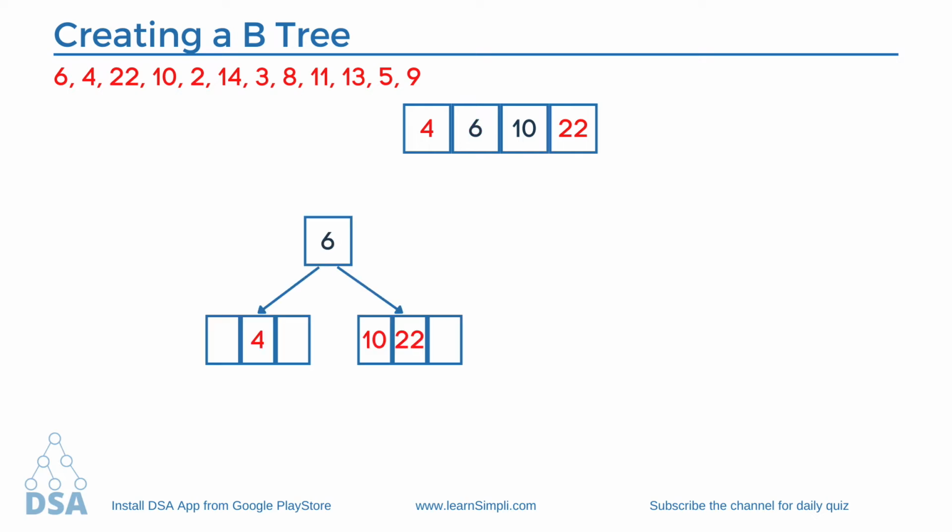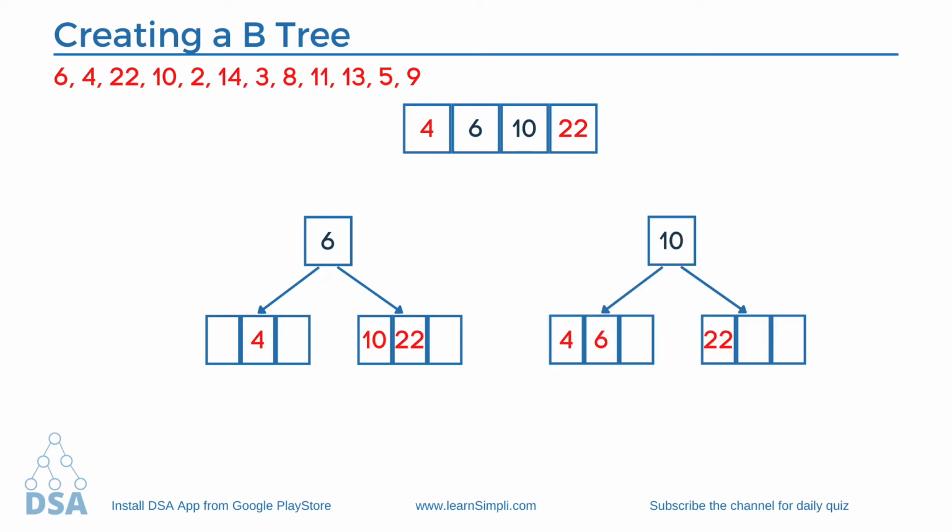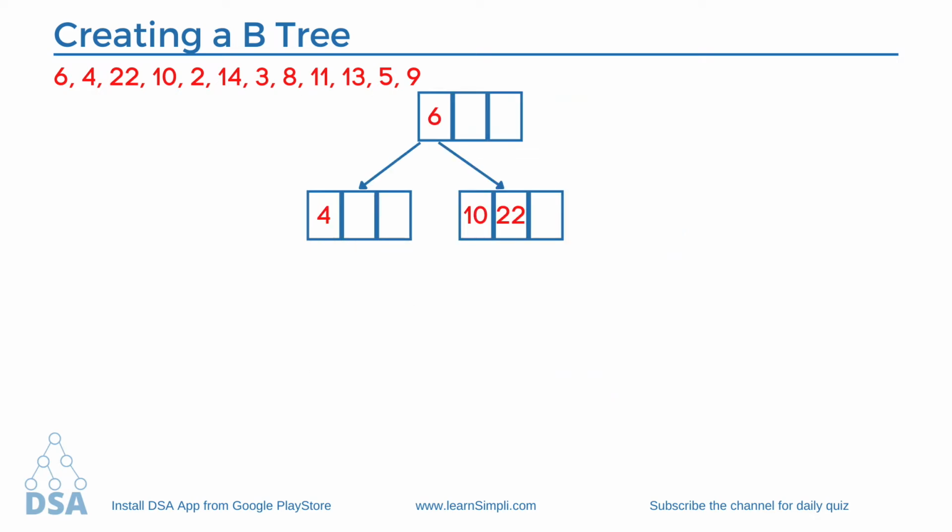When you take 6 as the middle element, 4 will be the left child node and 10 and 22 will be the right child nodes. When you take 10 as the middle element, then 4 and 6 will be the left child node and 22 will be the right child. Both are correct. We can take any of these, and this happens when numbers are even in count. This is called left biased and this is called right biased. I will go with left biased and make 6 the root node, so the tree would look like this.